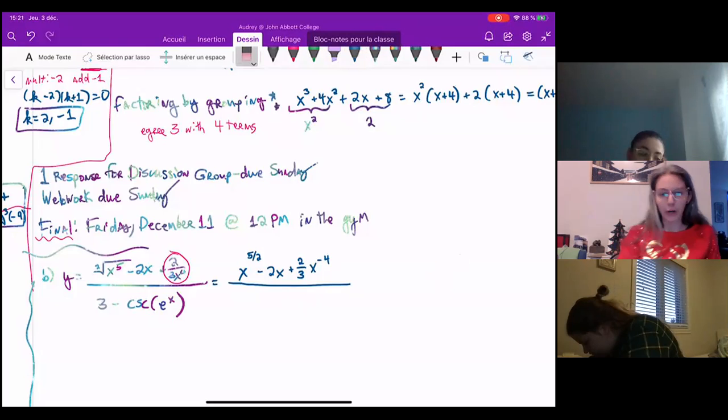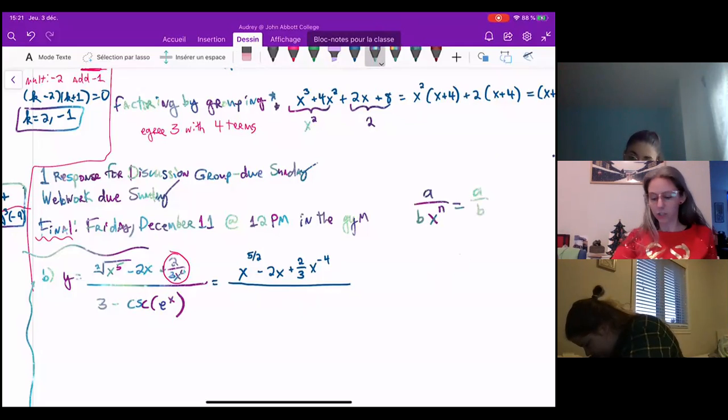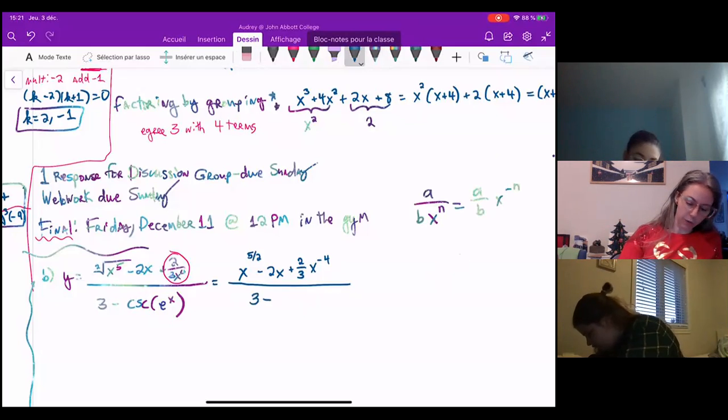Okay, so I just want to remind you, the rule is if I have a over b x to the n, that's the same thing as a over b, the constant just gets stuck out front, x to the -n. Good. And then on the bottom, nothing changes. It's 3 minus cosecant of e to the x.